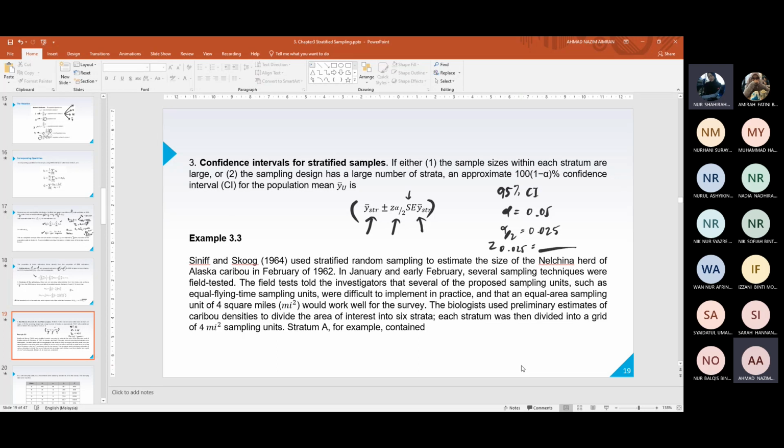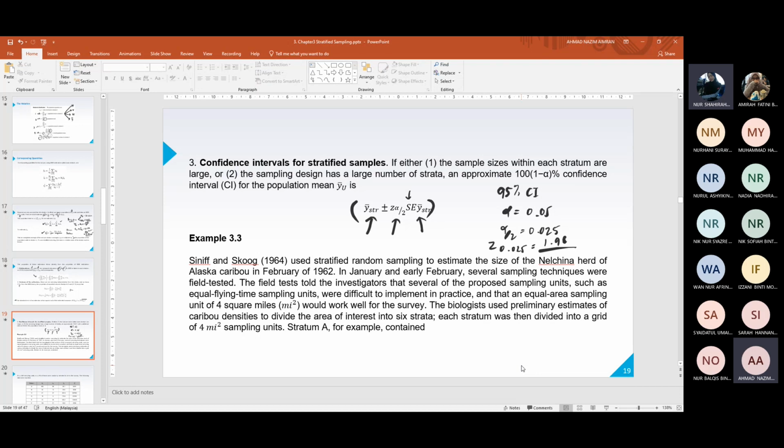refer to the Z table. Okay, anyone have problems reading the Z table? Anyone? Please make sure that you recall what you learned during your degree, yeah? How to read the Z table here. Anyone can help me with this value? 1.96. Sorry? 1.96. 1.96, yeah. 1.96, correct. All right.